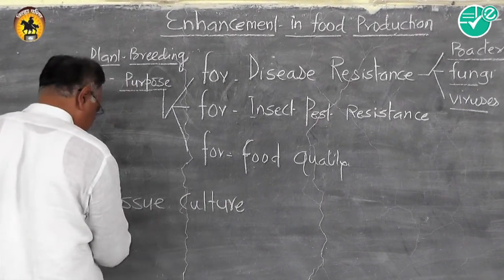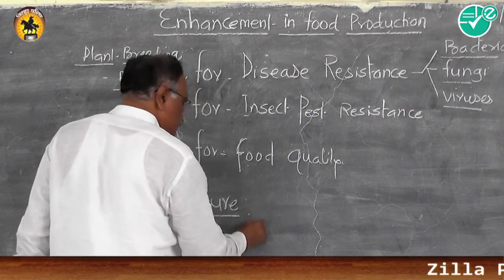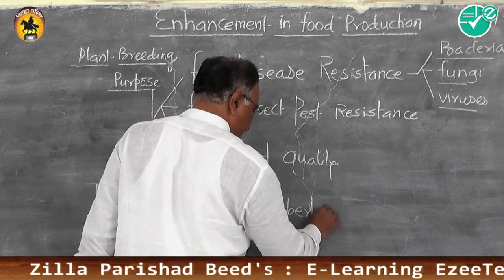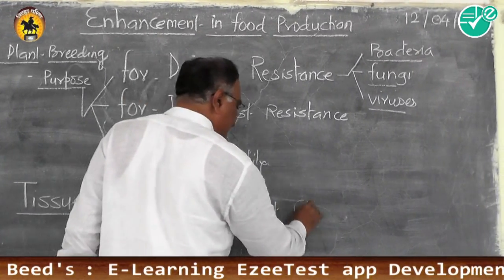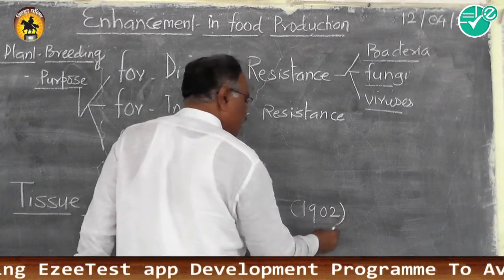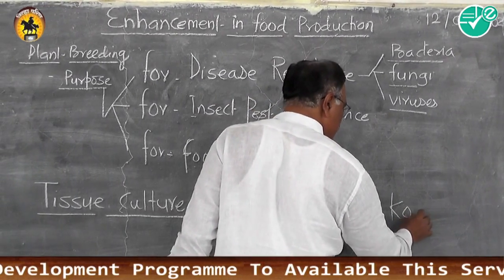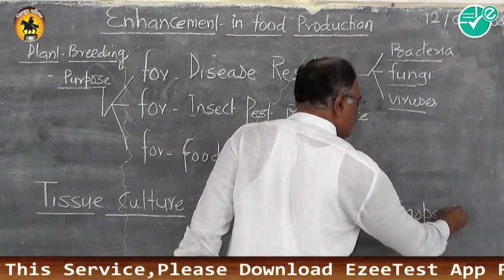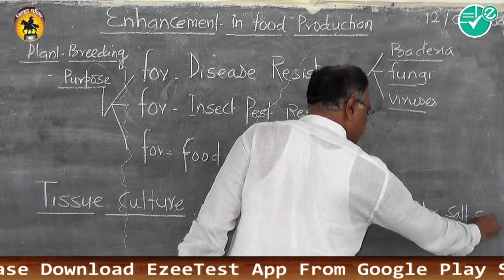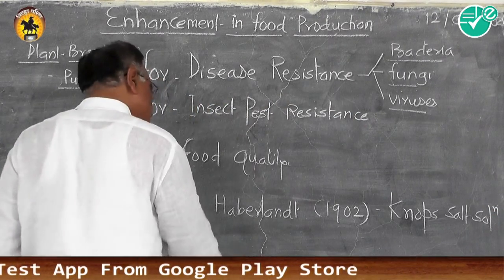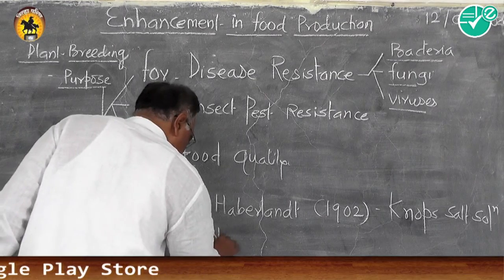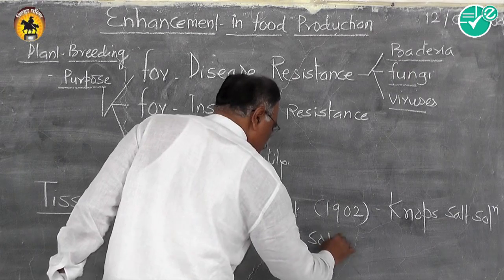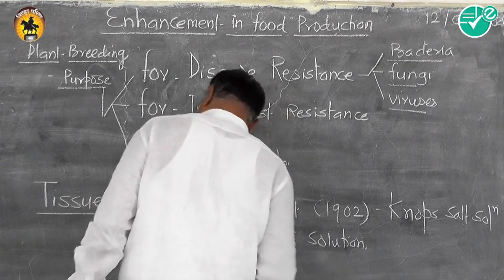Tissue culture. This one is introduced by Haberland in 1902. He used a Knop's salt solution. Now we are using MS solution, Murashige and Skoog solution. Okay.